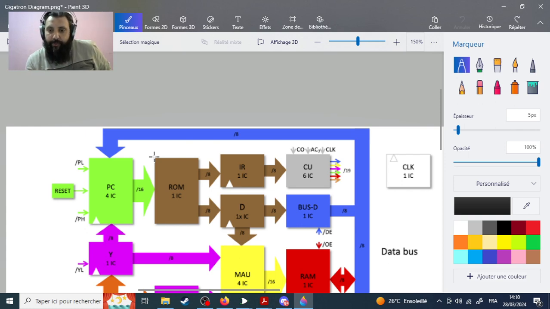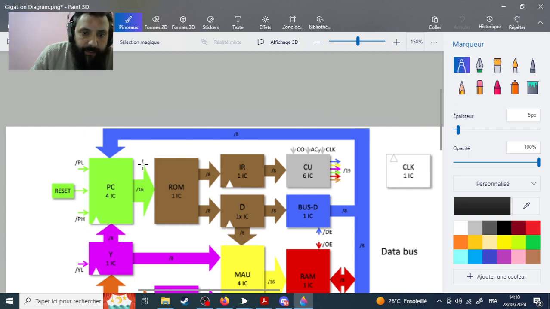We have 2 to the power of 16. The capacity of the RAM is approximately 65,000 cells. This number. Okay, that's good.